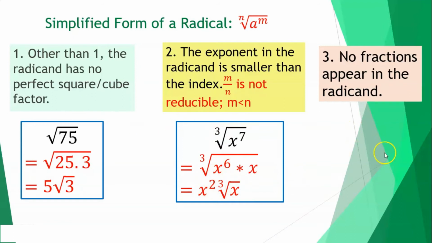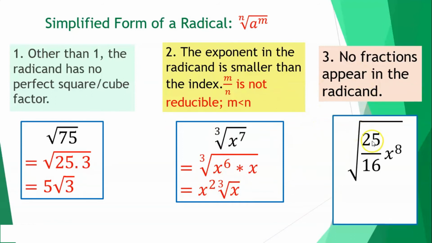Next, number 3, no fractions appear in the radicand. So with this, for example, this one, you can still rewrite this to lowest term. So square root of 25 is 5, square root of 16 is 4, and the square root of x to the power of 8 is x to the power of 4. Okay, next, number 4.